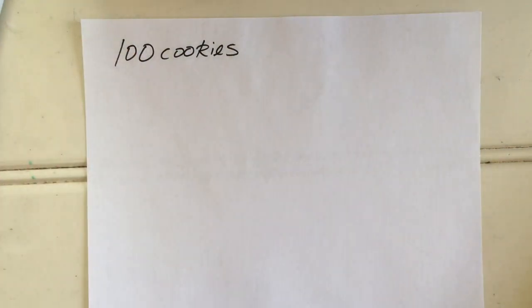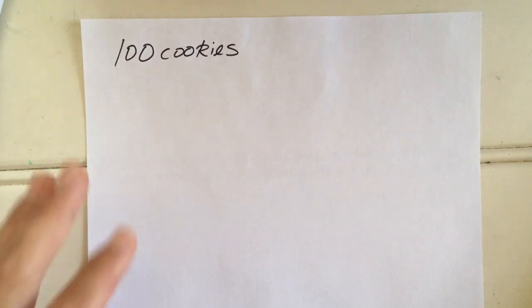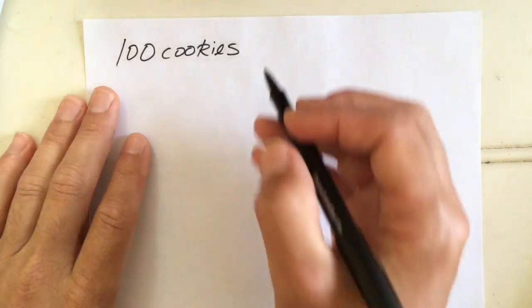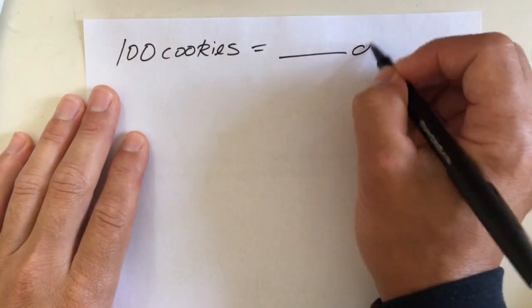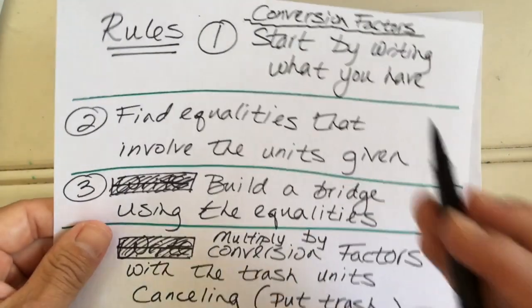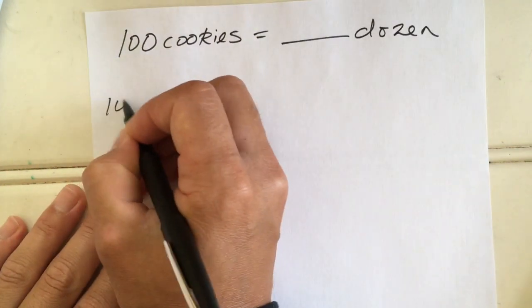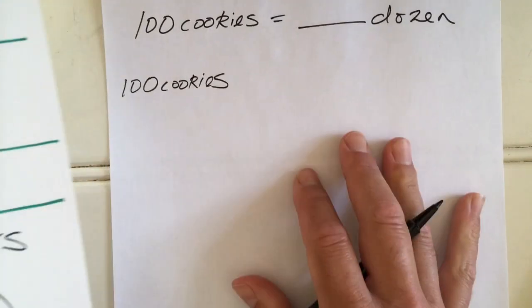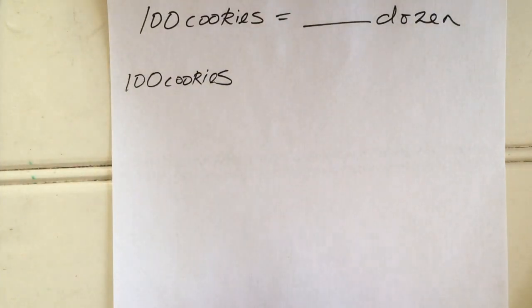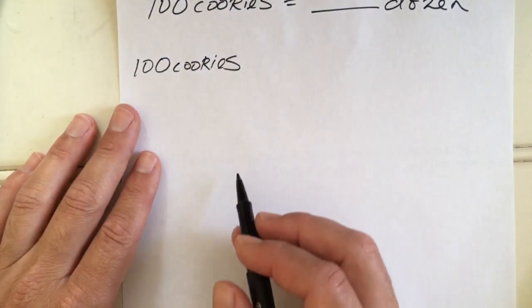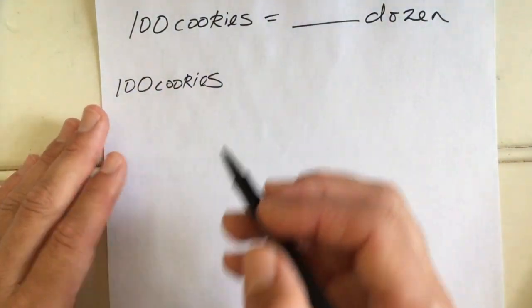Because 12 doesn't go into 100 easily, right? I think 12 times 8 is 96, so this is probably a little over 8. But what if the problem was you had to show your work and do the conversions? So now this is the problem, right, 100 cookies is equal to how many dozen. So the first thing our rule was: start by writing what you have. So I'm going to start by writing 100 cookies. Okay, now I'm going to find an equality to give us the units we need. Well, we already know the equality, right? It was written a couple times, but it's 12 cookies equals a dozen.